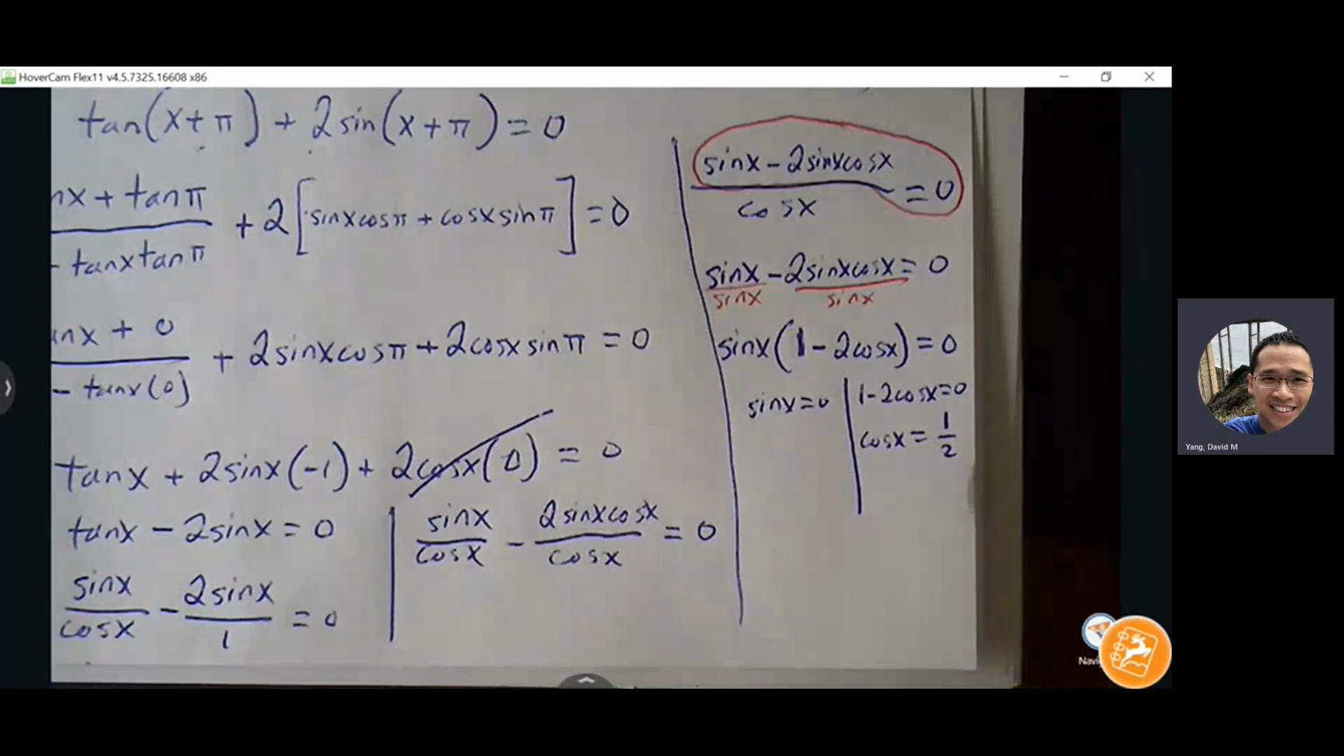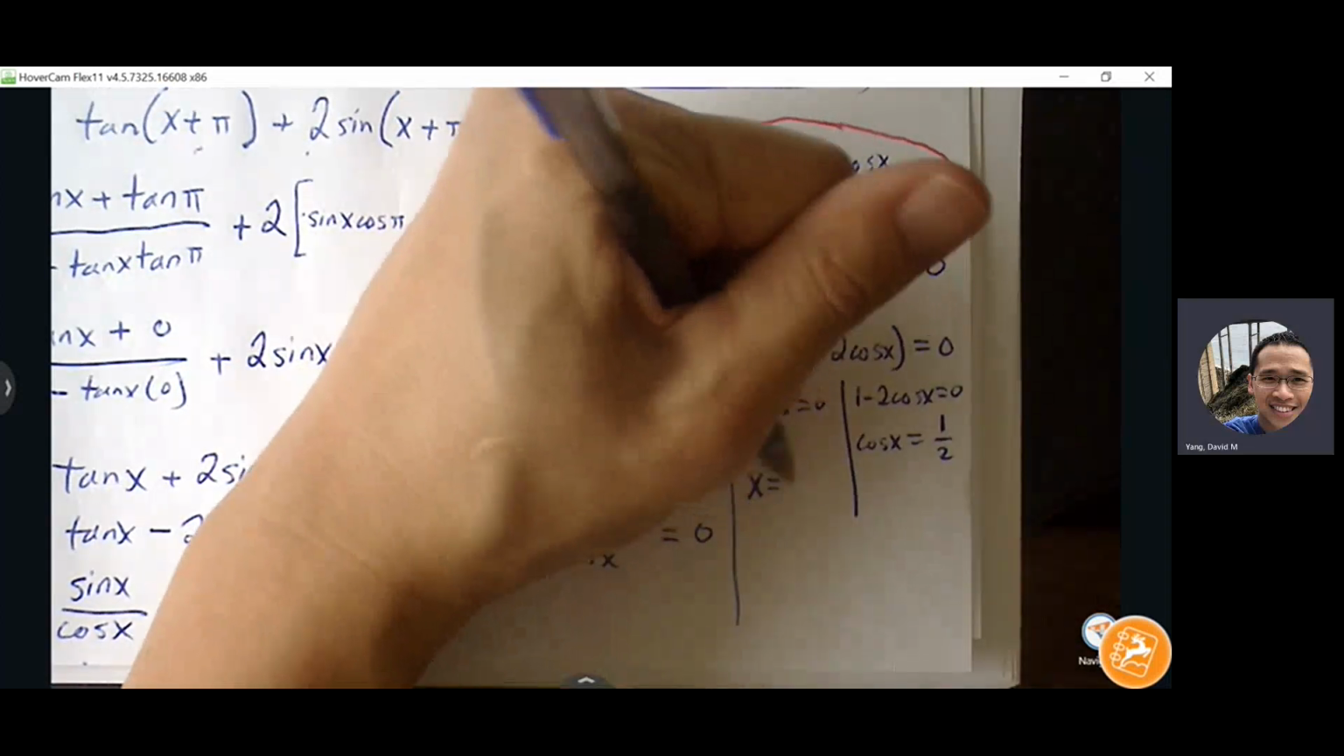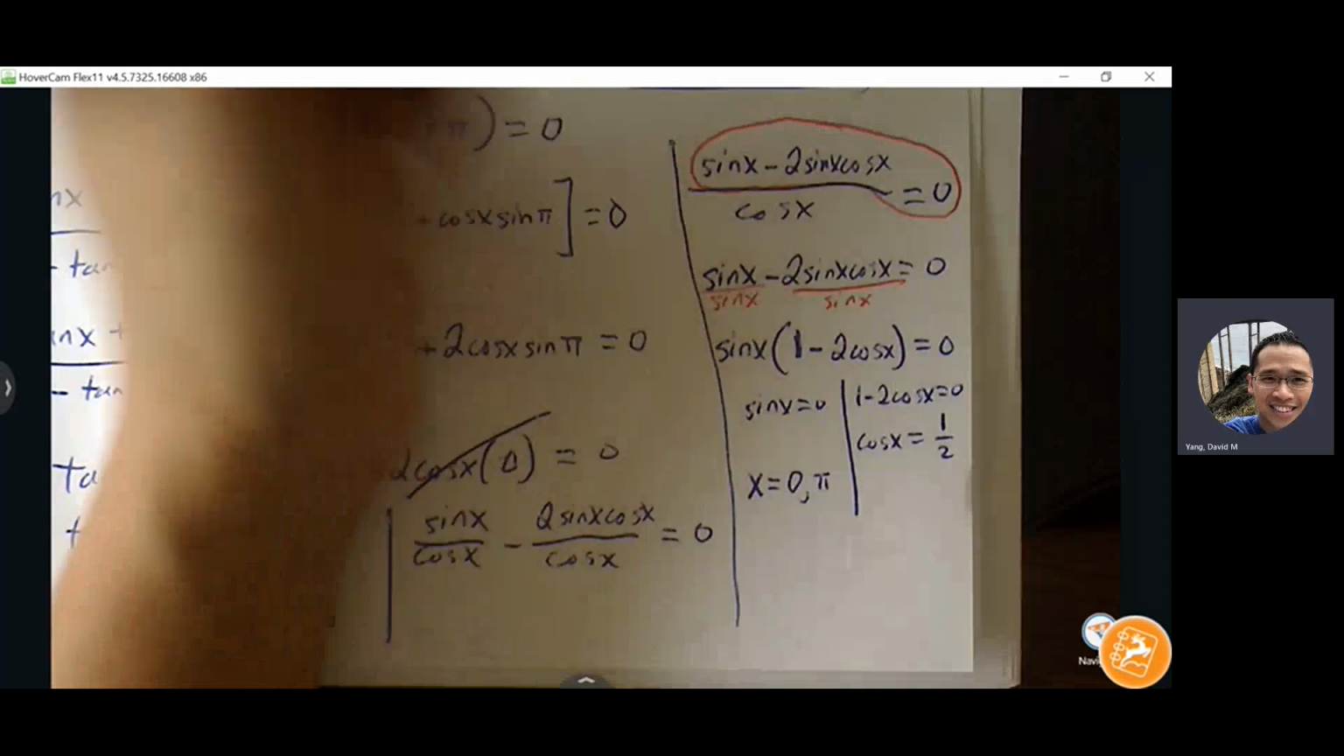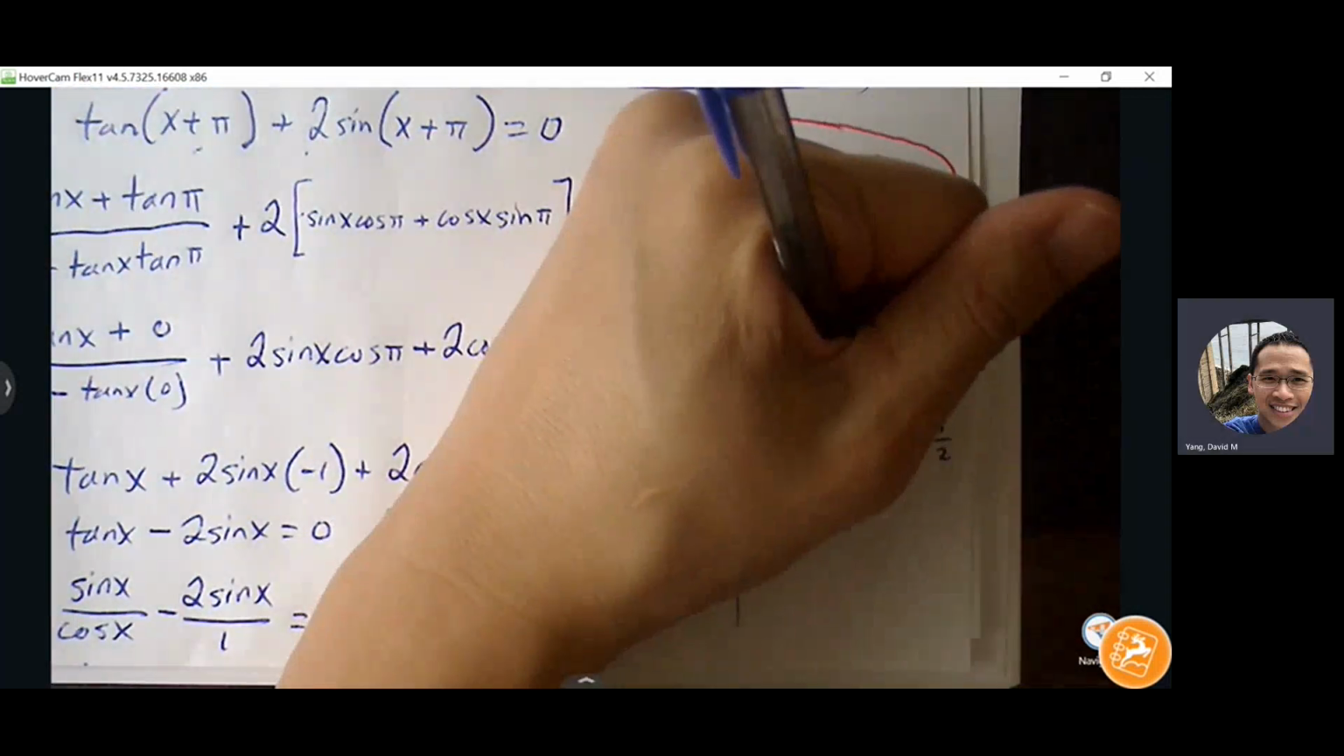Subtract 1, divide by -2, I get a positive 1/2. So sine is equal to 0 at 0 and pi. Cosine is equal to 1/2 in the first and fourth quadrant.